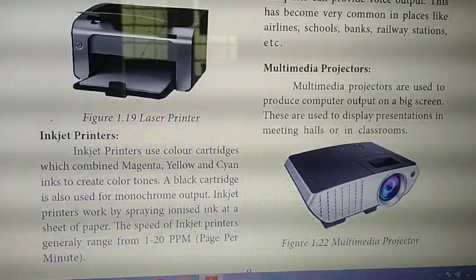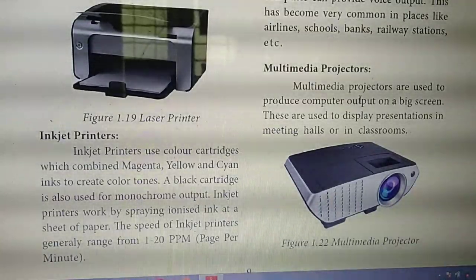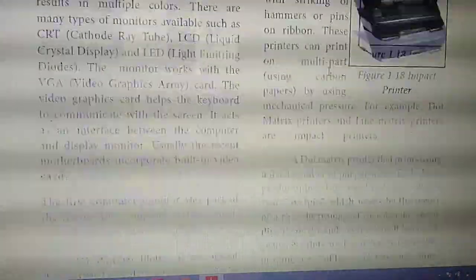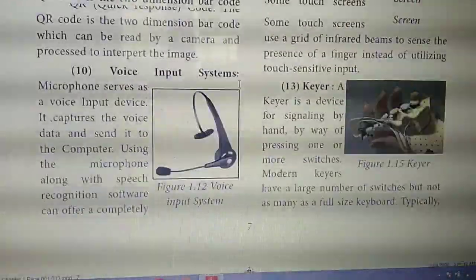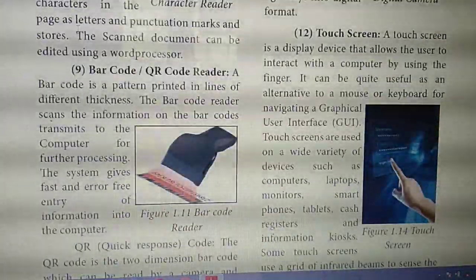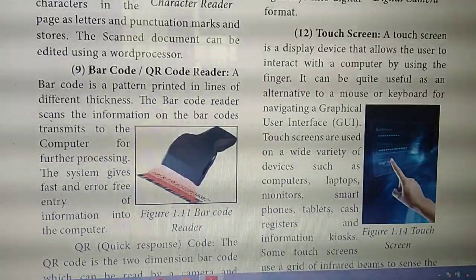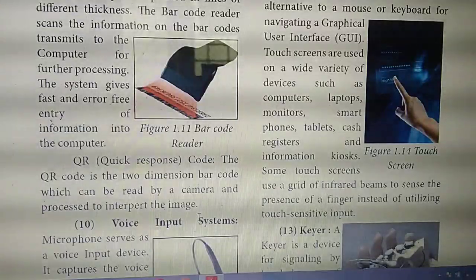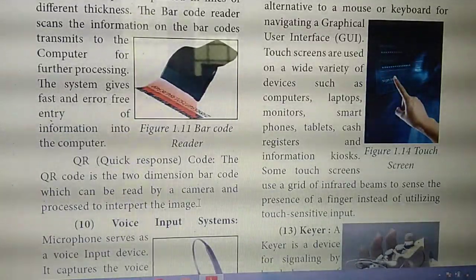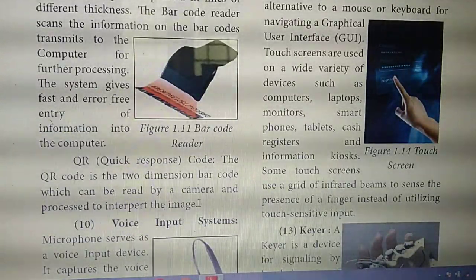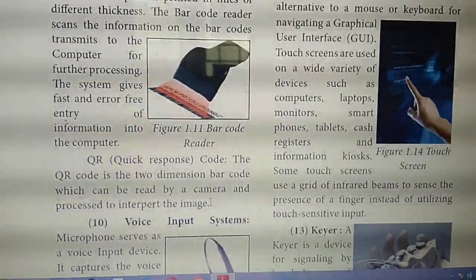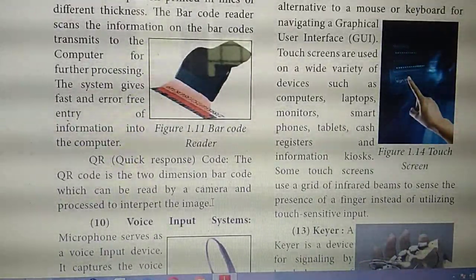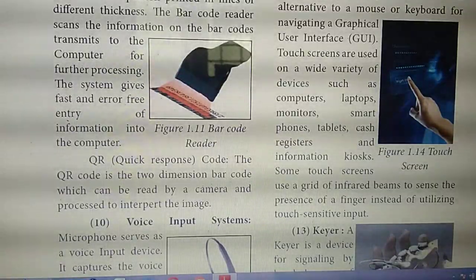Then barcode and QR reader, page number 7. Barcode and QR reader, this one, starting from here to before the voice input system. Have you all marked? Yes. Okay. So by this, the first chapter is completed.